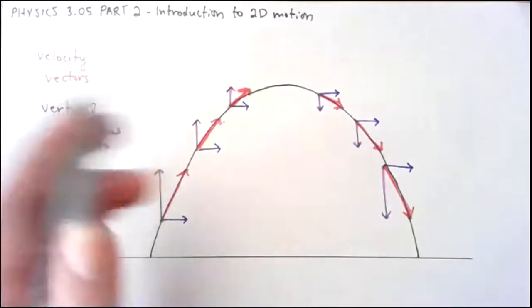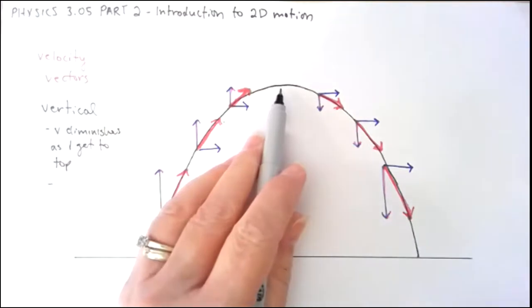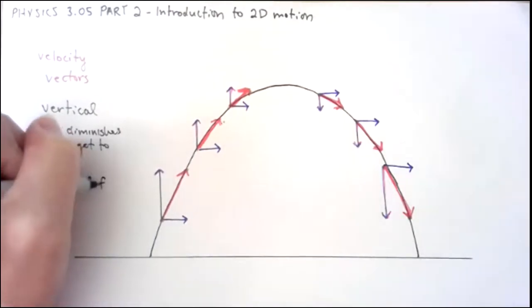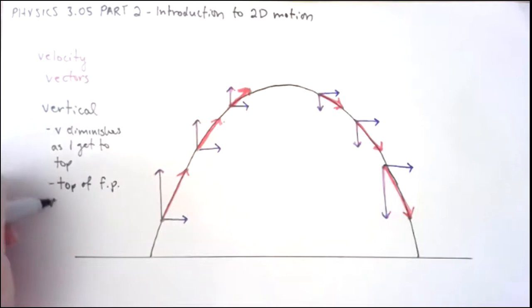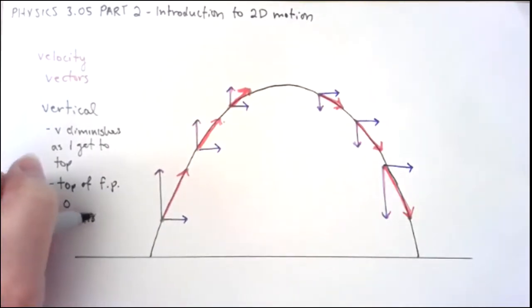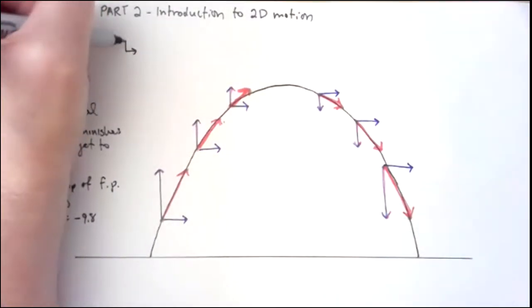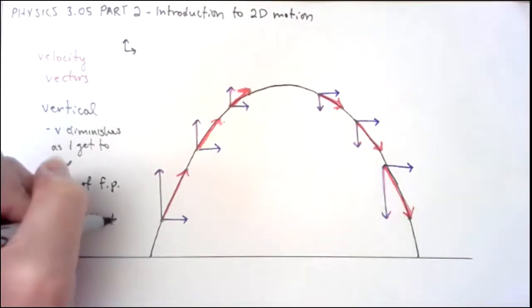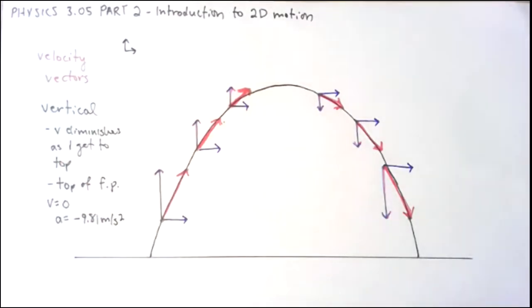The other thing is, at the top of the flight path, notice I don't have a velocity vector, because what do we know about the vertical at the top of the flight path? My velocity is 0, but remember my acceleration is not 0. If that's my coordinate system, it would be negative 9.81 meters per second squared. We actually know it's going to be 9.81 meters per second squared down.